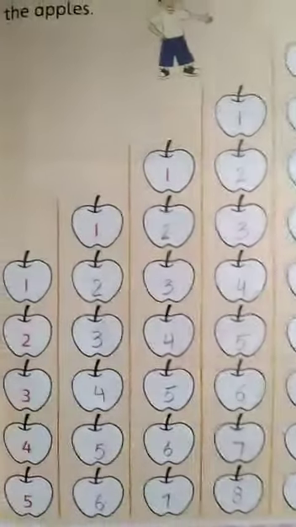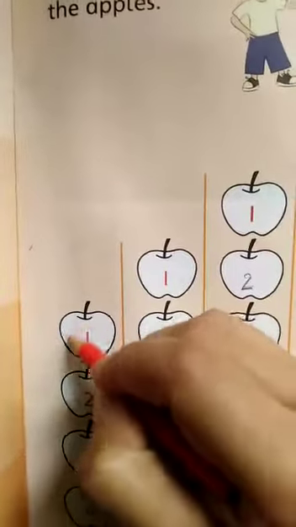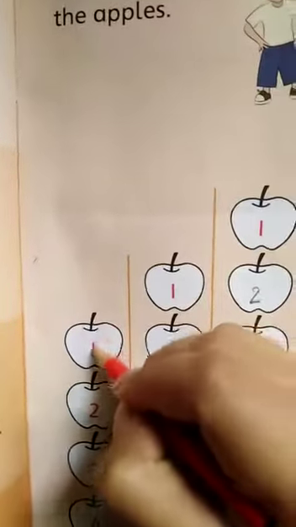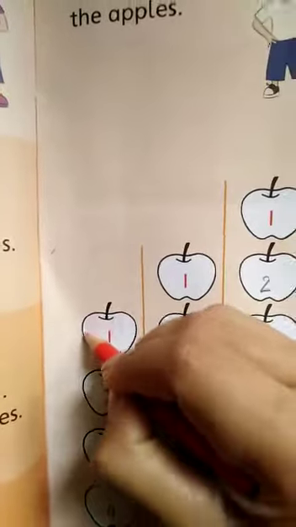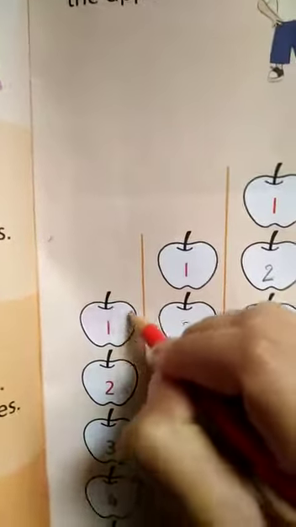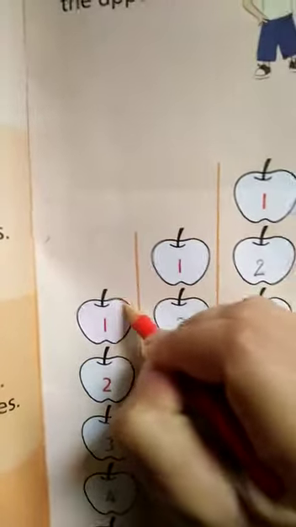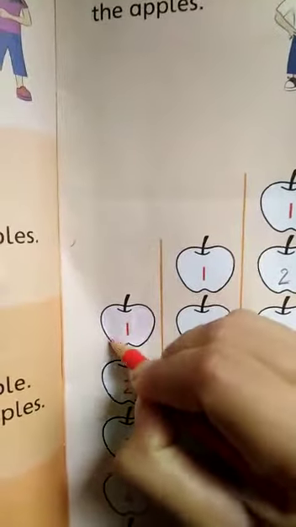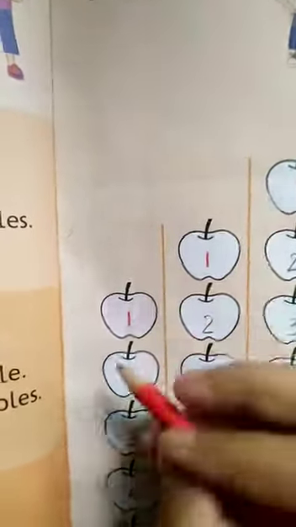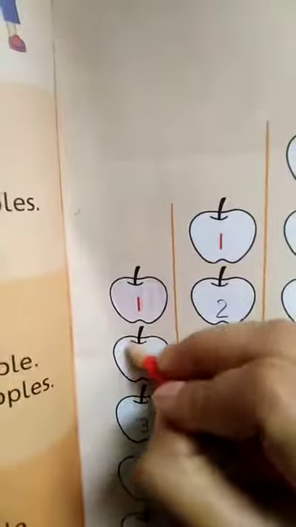Now you have to color the apples. So let's start coloring from here. And you know that coloring should be up and down, up and down. Don't go out. You know that apple is red. What is the color of apple? Red. Coloring should be up and down. Don't go out.